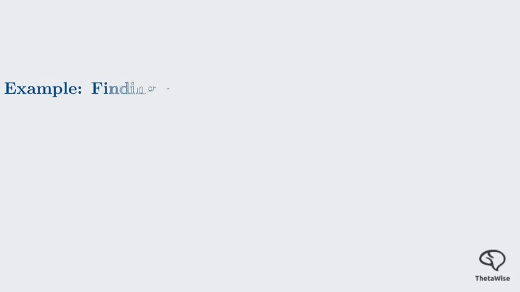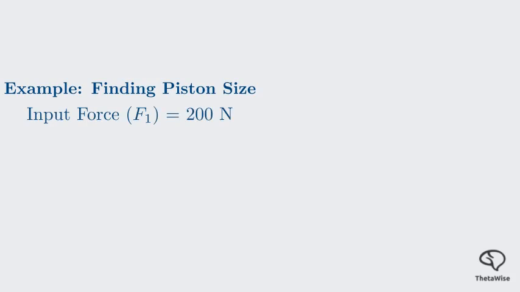For our final example, we will look at how to find the size of a piston when we know the forces involved. This is a common engineering task. In this scenario, we apply 200 newtons to a master piston with an area of 25 square centimeters. The goal is to produce an output force of 5,000 newtons.